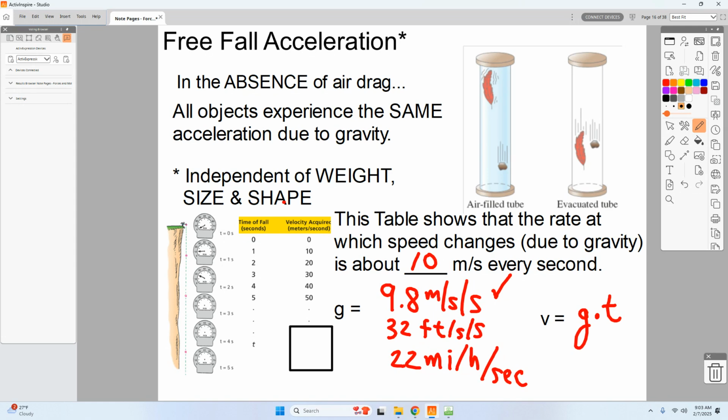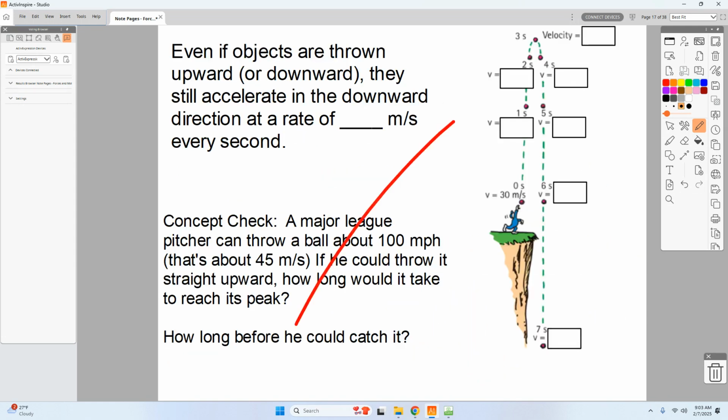Now, this, I'm going to put a line through that. I'm not going to worry about objects being thrown up and stuff like that. We have to focus on just the essentials. Your only thing you have to worry about is if you drop something from rest. So I'm not going to worry about it. Let's move on to this stuff.